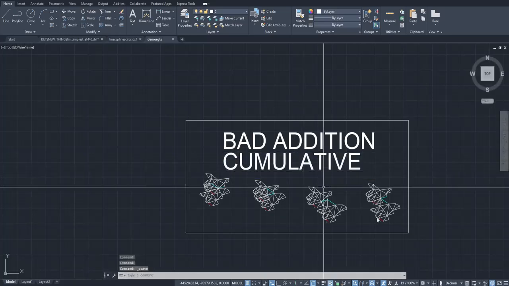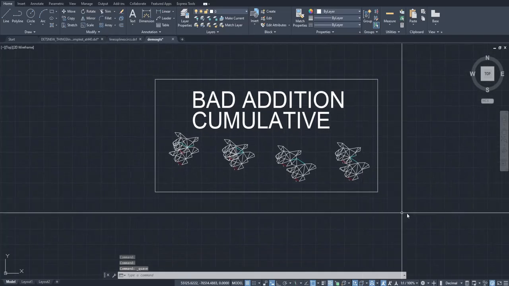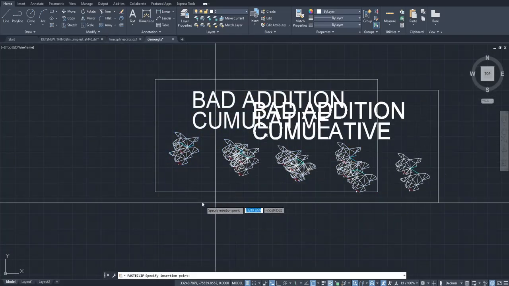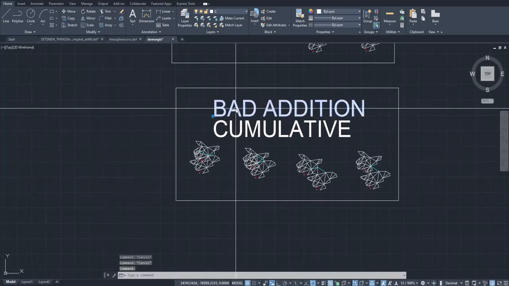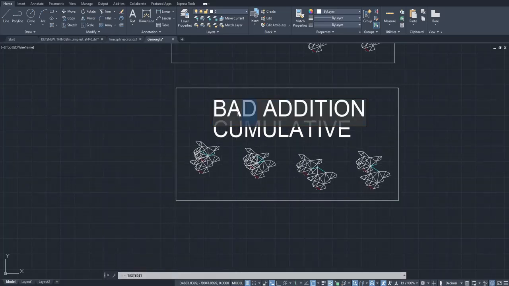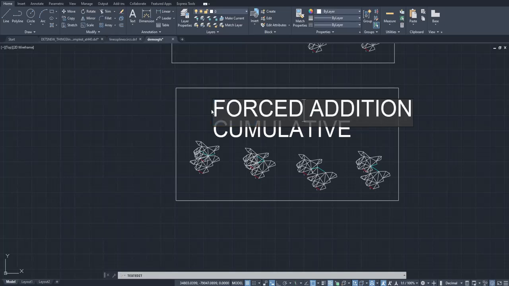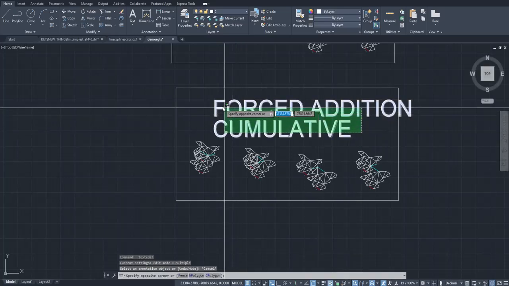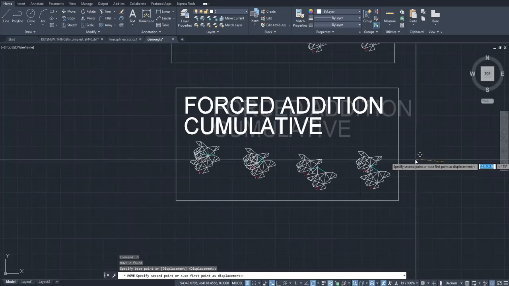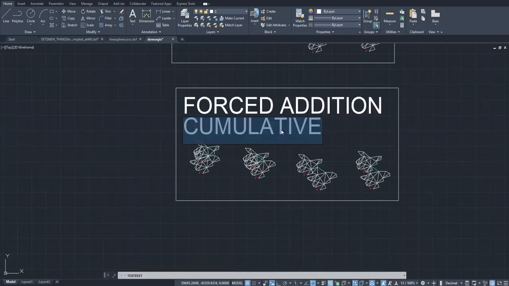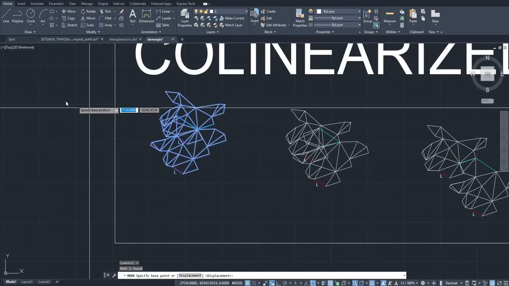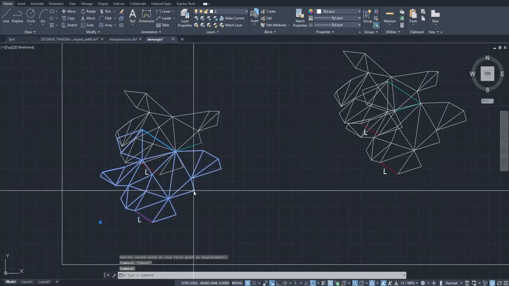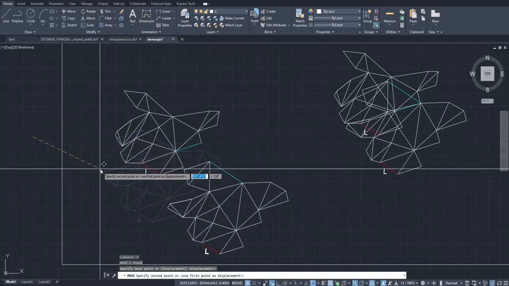Cumulative additions, which are bad additions, but these also give us a different kind of picture. Now if these are collinearized, the good addition, that is forced addition, which is not the bad addition but the forced addition, collinearized. How? See here. Suppose two simplexes are forced to be made collinear.